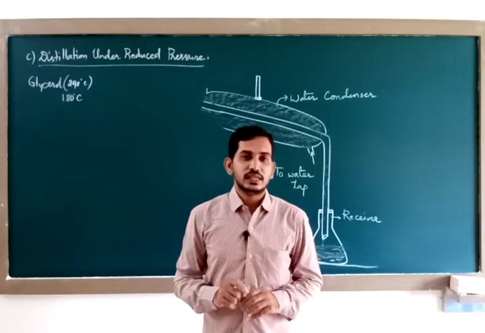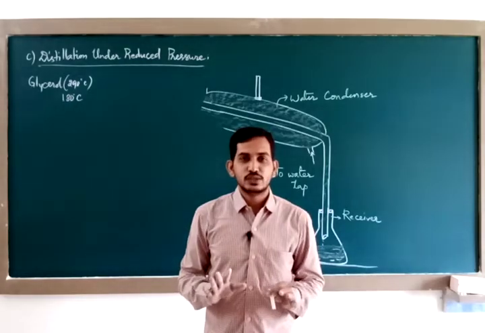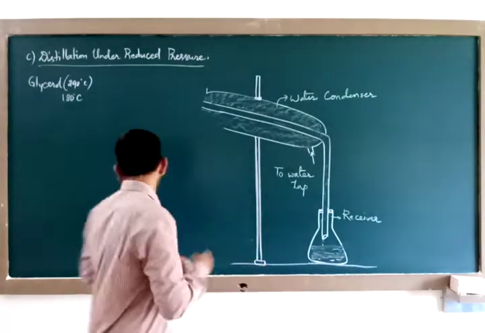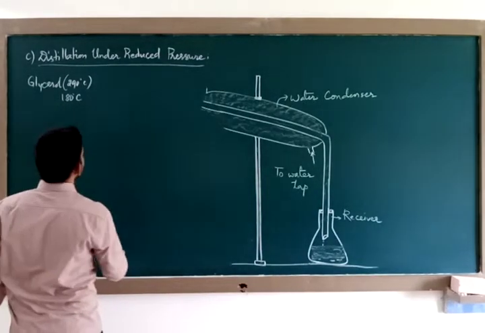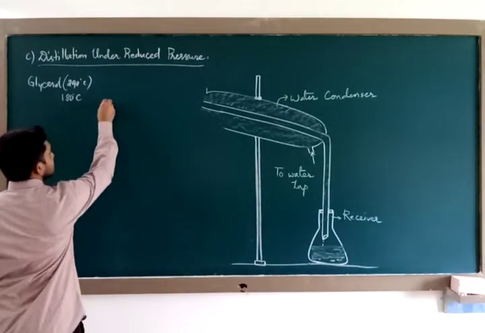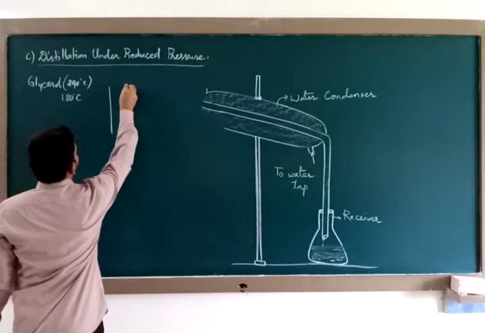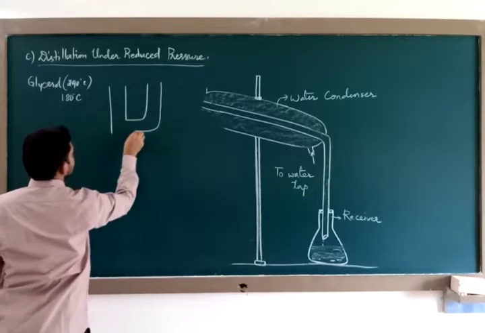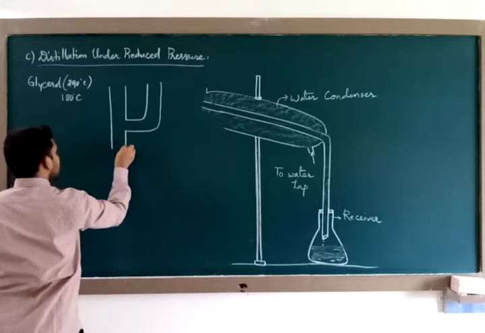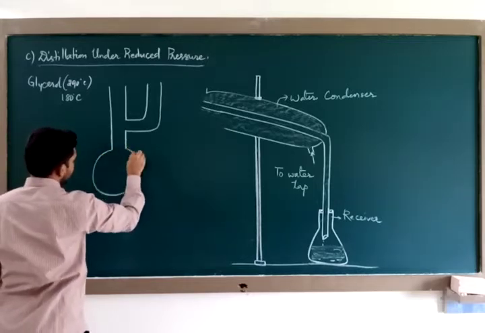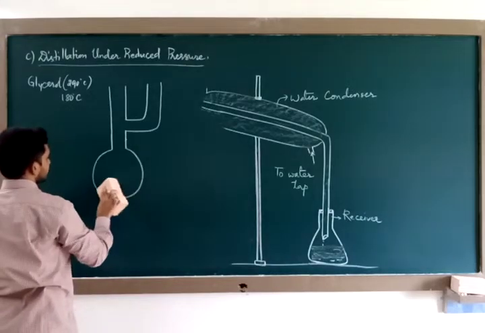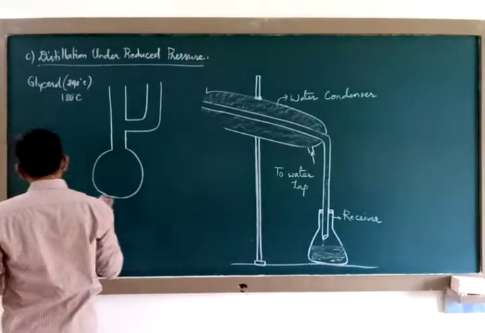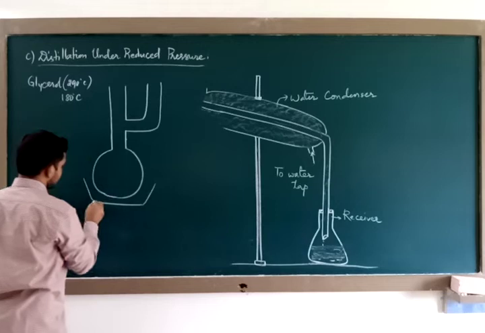In order to carry out this technique, you need a special apparatus which is called Claisen's flask. It is similar to a round bottomed flask. Let us see how the experimental setup is done. So for this technique you need a Claisen's flask. What is Claisen's flask? A Claisen's flask is a double necked round bottomed flask. The only difference is it has two necks.